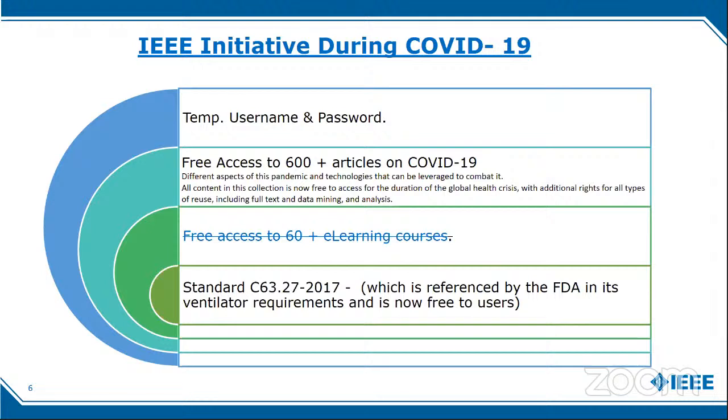We have given free access to 700, now it is 700 plus articles on COVID-19. This is not part of the AKTU subscription, but we have opened it for free for a limited period of time. So if any one of your friends is a biomedical engineer or a medical practitioner trying to find a cure for this virus, there are a good number of technologies, a good number of articles that can really help them combat this whole pandemic situation. So there are 700 plus free articles available on IEEE Xplore for the limited period of time.